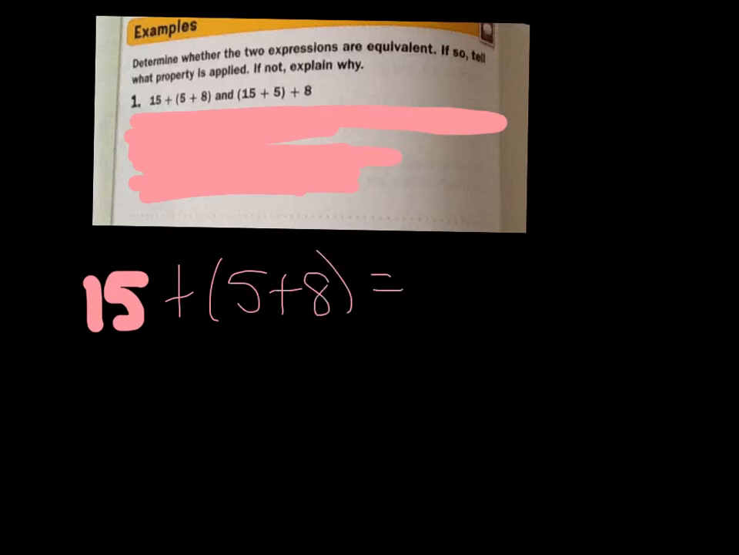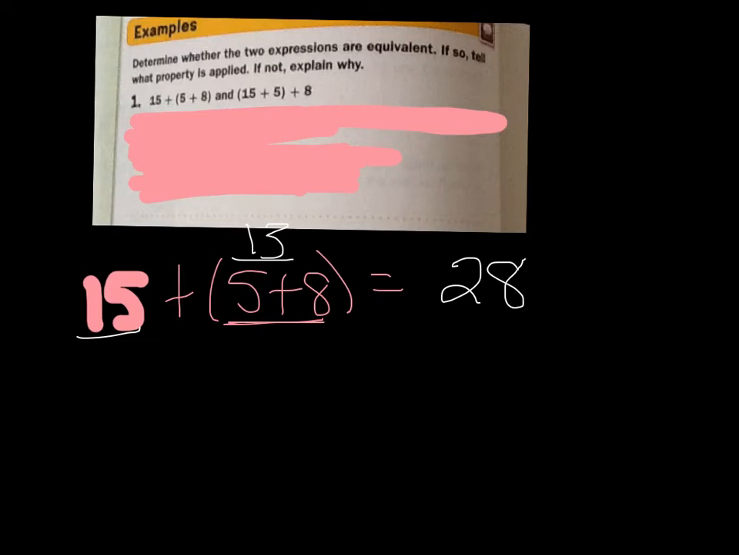And now we're going to look at an example. It tells me to determine whether the 2 expressions are equivalent. If they are, what property is that? And if they're not, explain why. Well, if I have 15 plus (5 plus 8), what do I get? Well, remember with PEMDAS, order of operations, I need to do parentheses first. 5 plus 8 is 13, and then I take 15 plus 13, and that gives me 28.